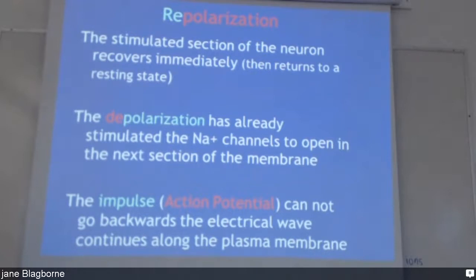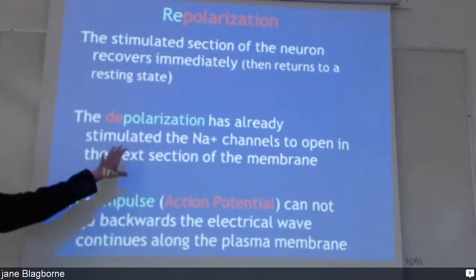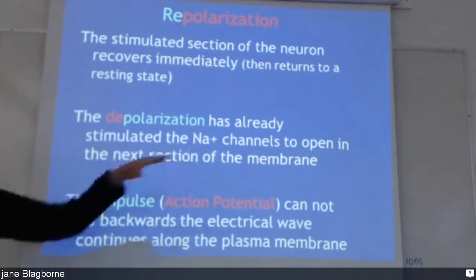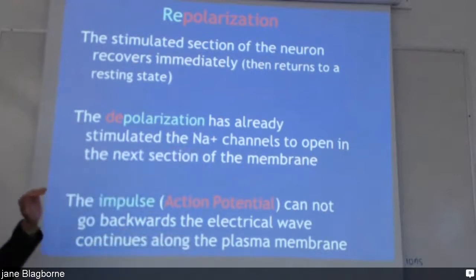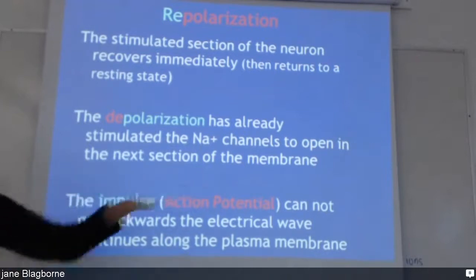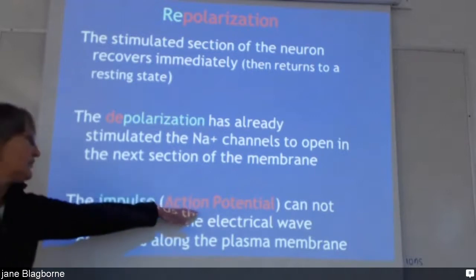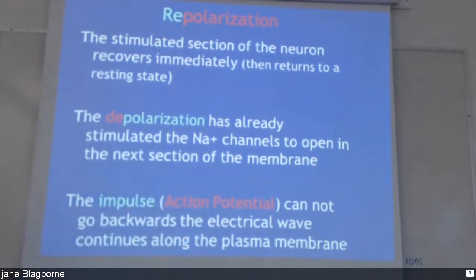So the depolarization that has occurred earlier in the picture that I drew is just passed on to the next section of the cell membrane as the impulse goes through. The impulse, referred to as action potential, can never go backwards. It can't go back up to the head of the neuron. It can only go forwards.